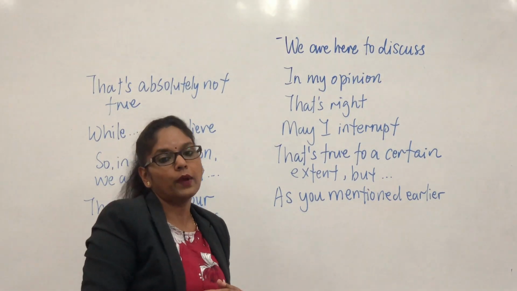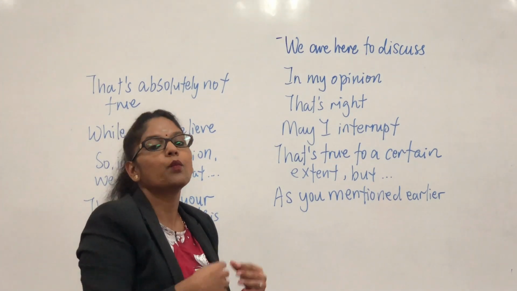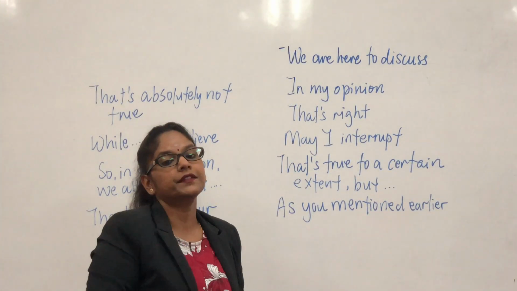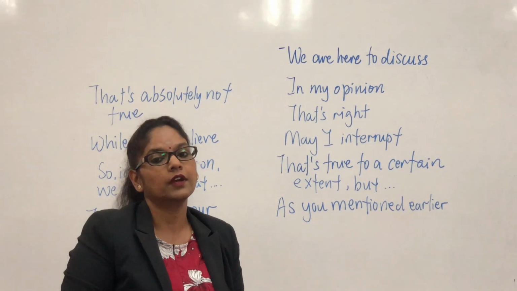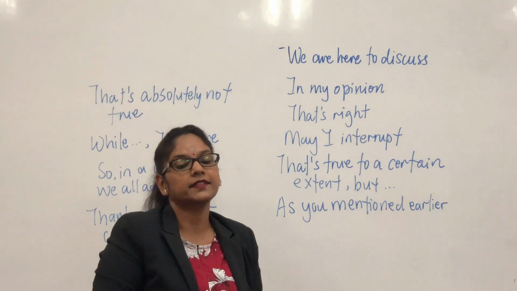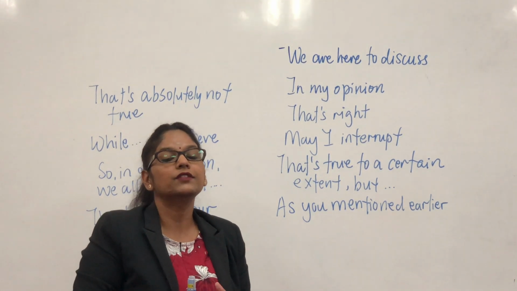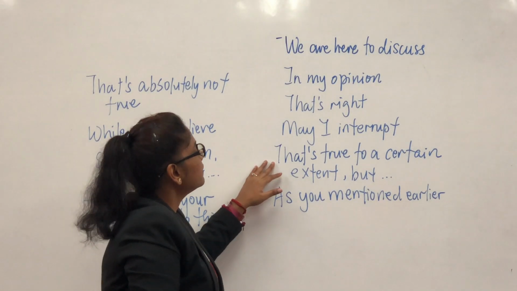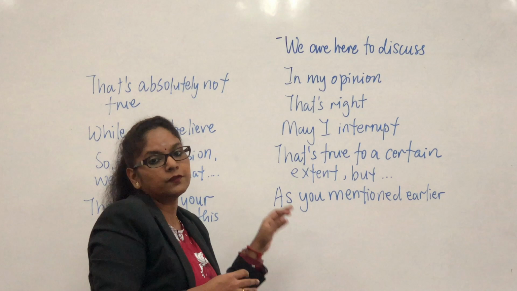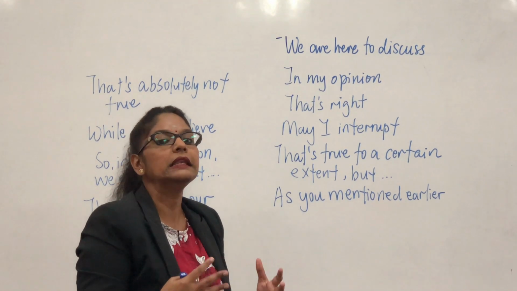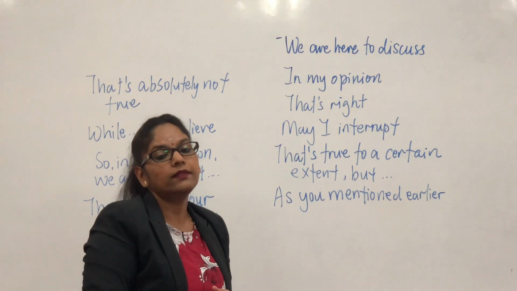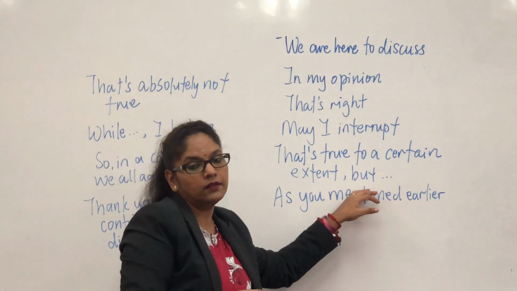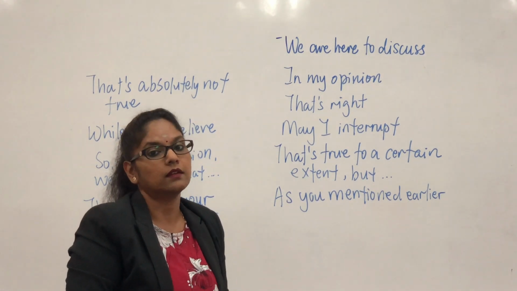That's right is used when you express an agreement to what the other member has said in a group discussion. May I interrupt is a phrase that you use to interrupt a discussion. You can also say, may I say something? Remember, when interruption is done, it should be done in a polite manner. That's true to a certain extent, but this phrase is used when you don't completely agree with what the other member in the group has mentioned. So you say, that's true to a certain extent, but, and you express your opinion.